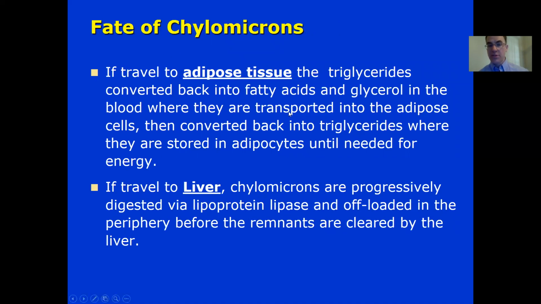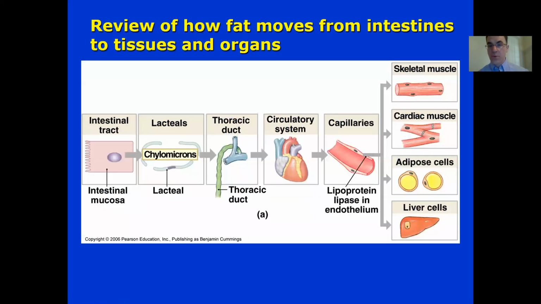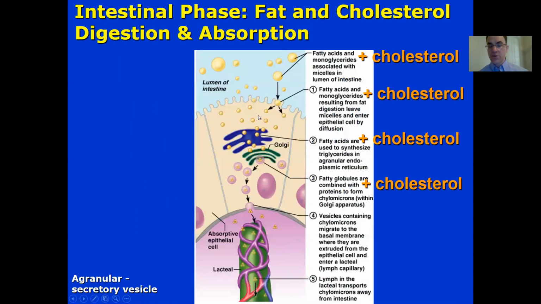And then again, they travel either to the adipose tissue, where it's stored for later use, or to the liver, and the chylomicrons then are used in between meals to make other lipoproteins, which we'll get to in just a minute. However, before we go any further, it's important that we back up and that you have a good understanding of what's happening here with the absorption of the monoglycerides and fatty acids.